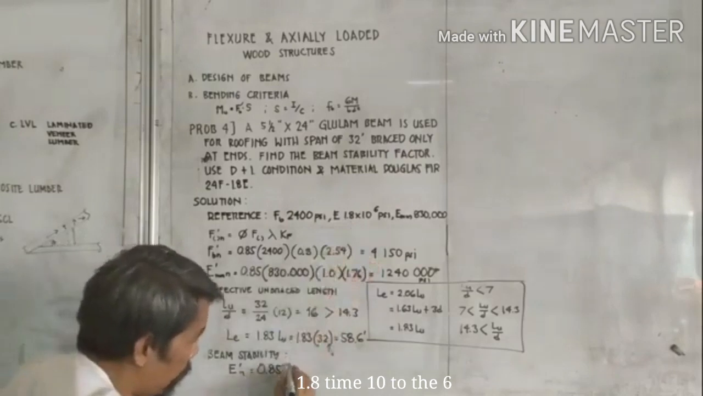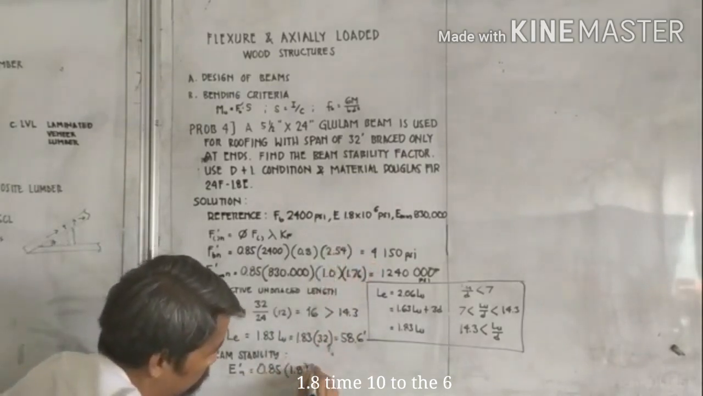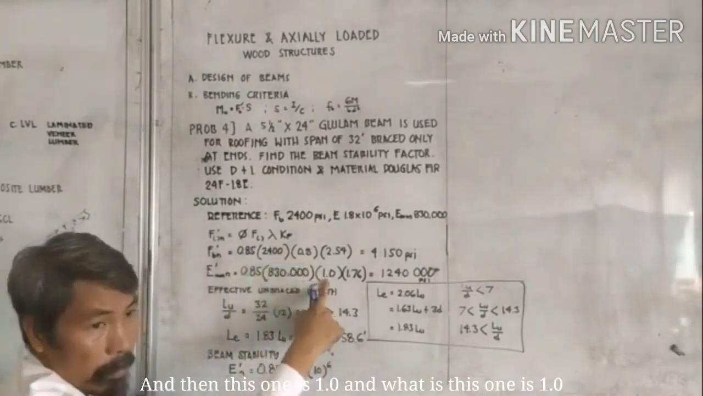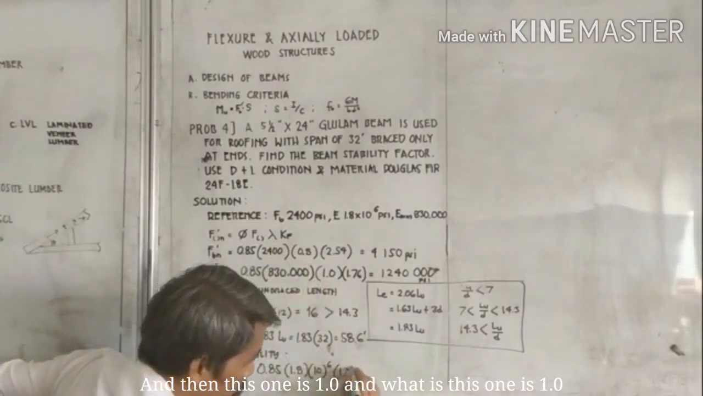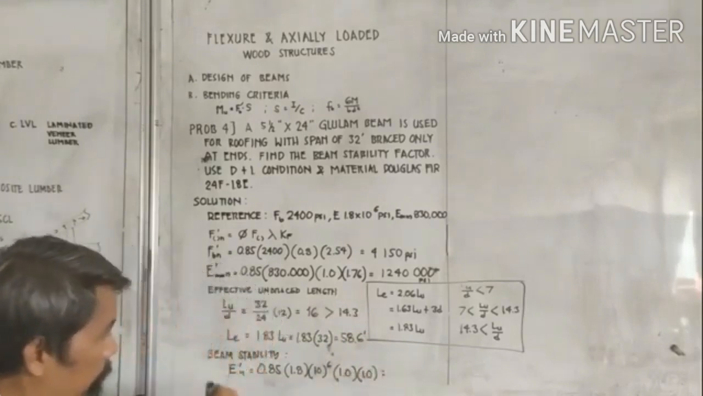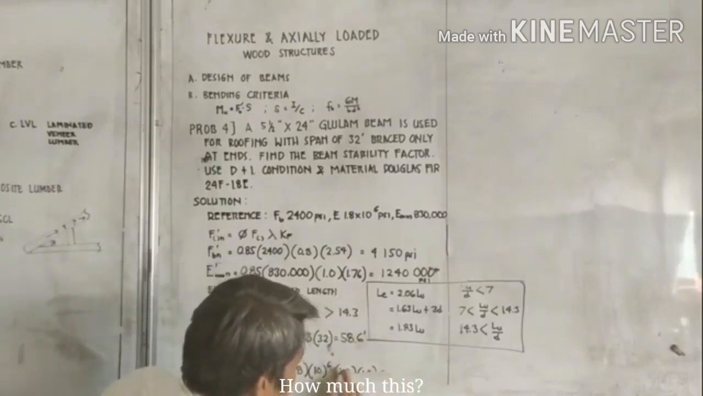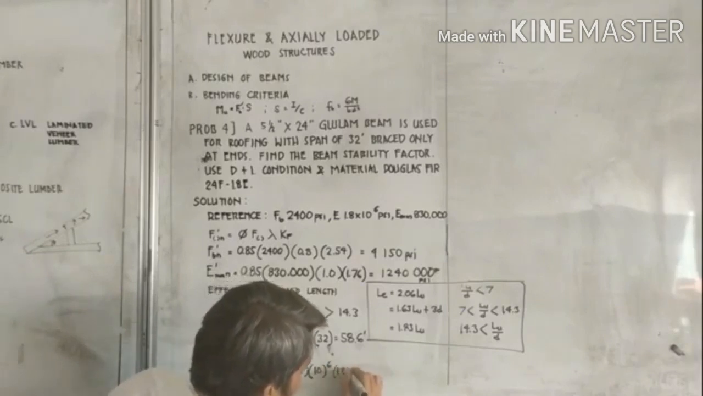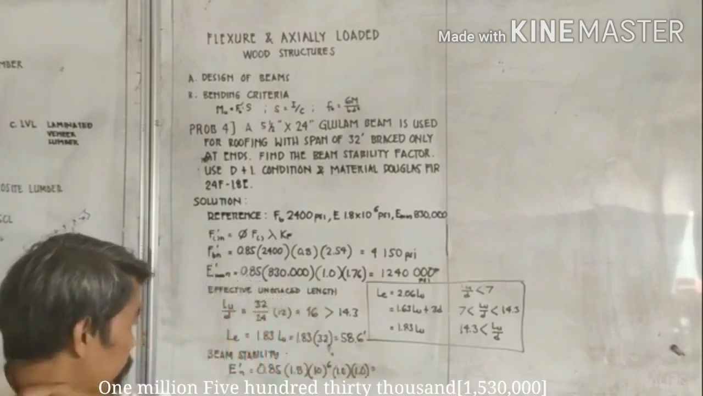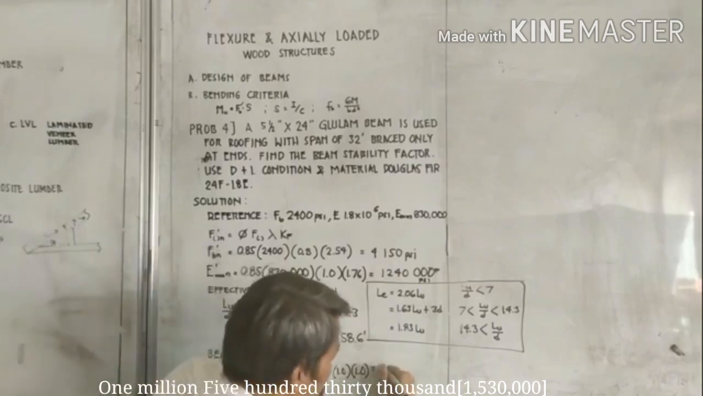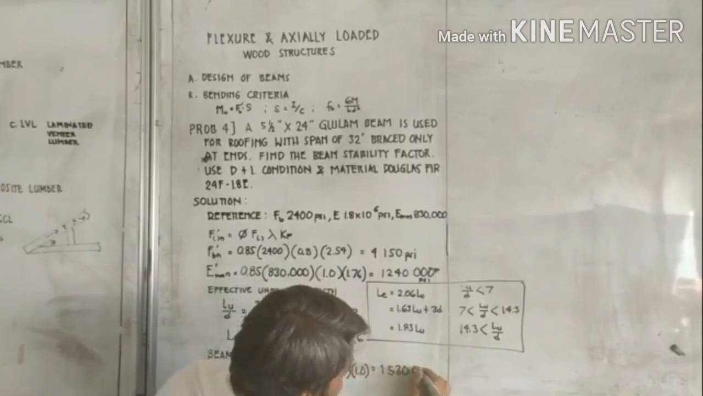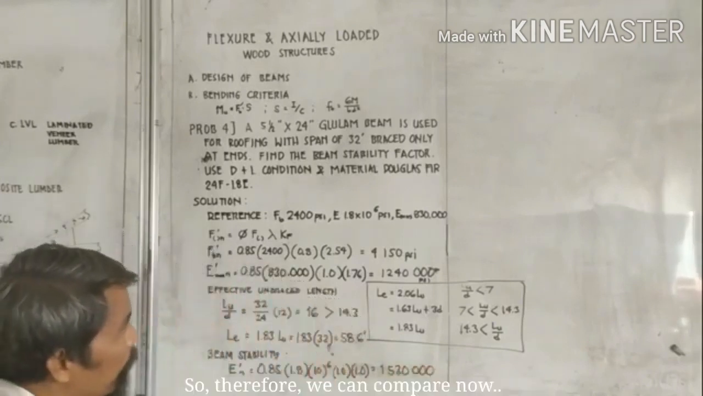1.8 times 10 to the 6, and then this one is 1.0, and also this one is 1.0. So how much? 1,000,000. 1,530,000. Right. So therefore, we can compare now.